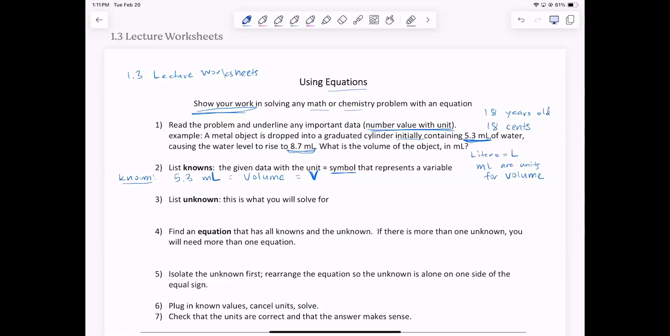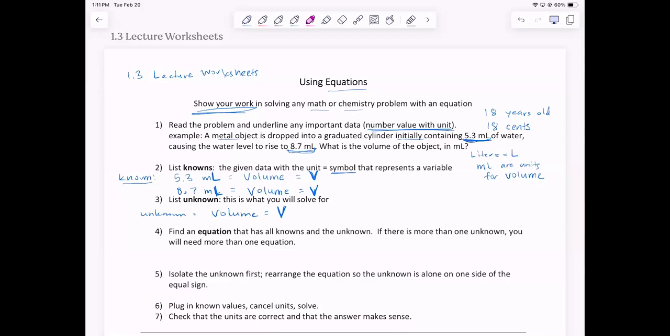So then when that metal object is dropped in the water, this volume changes to 8.7 milliliters. And that's also because of the unit's volume, another volume or uppercase V. Now, the unknown is part of the question. What's the volume of the object? So the unknown, the thing you're trying to solve for, is also volume, which is also a V. So how to handle this? We've got three V's.